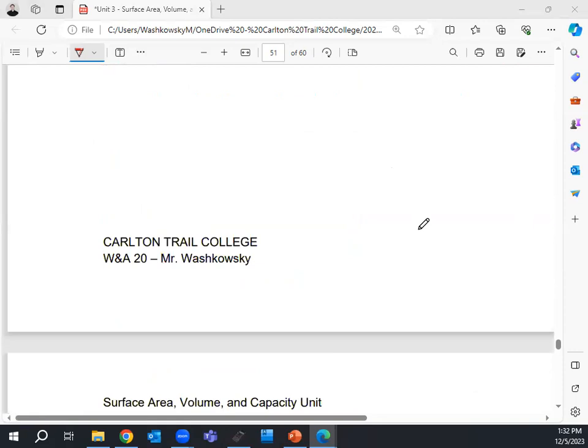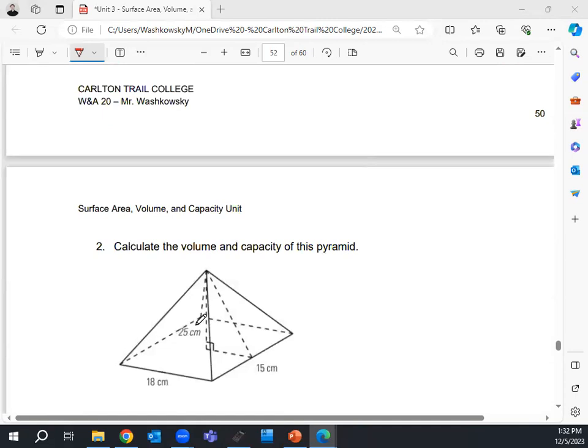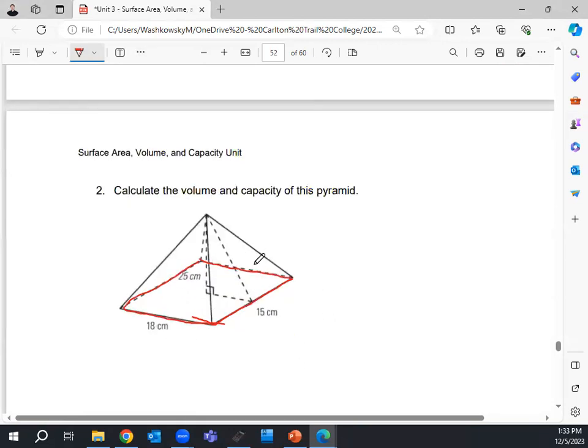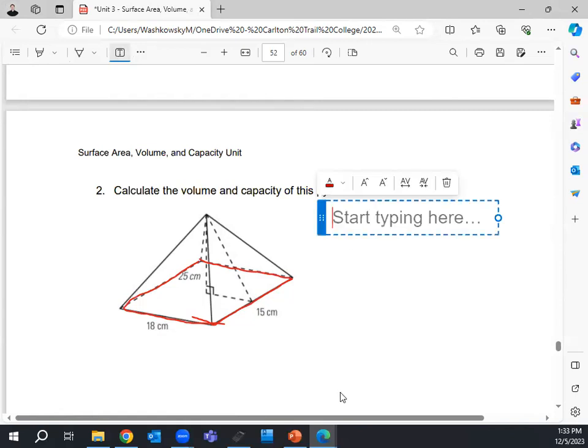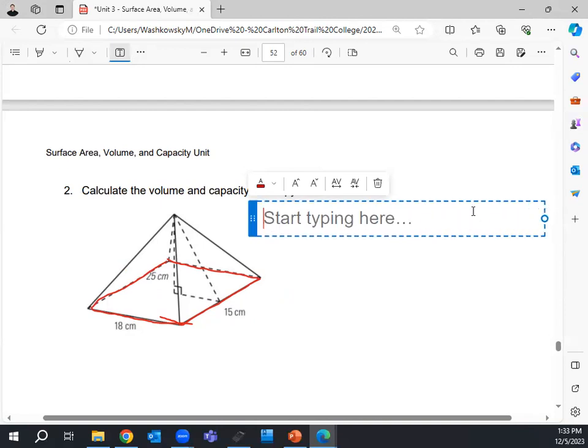So let's try out a pyramid. I'm just going to go down to the next page here. First off, what shape do I have on the base here? I'm just going to color it in red. So what shape is this one here? It's a rectangle, right? And if your first thought is that it might be a square, well, squares are rectangles, so whenever in doubt, just say it's a rectangle. You'll always be right then.